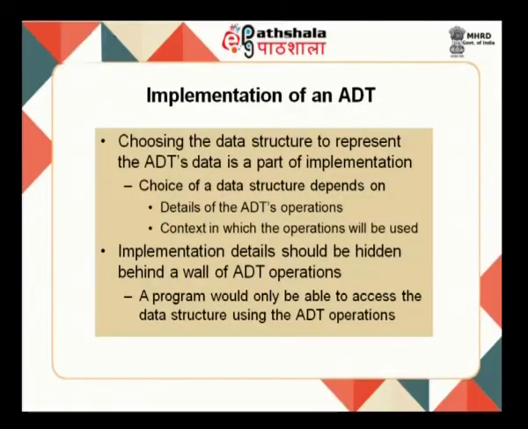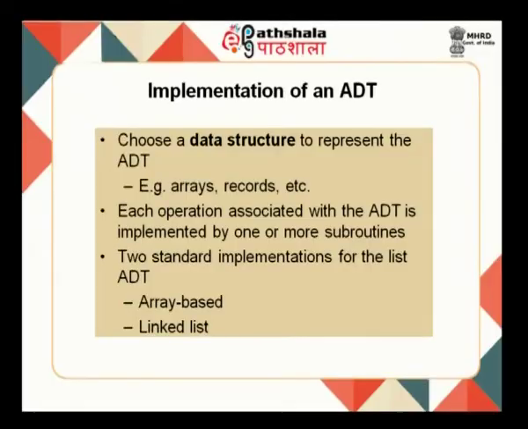Implementation details should be, as we already know and as has been stressed in the last two lectures, hidden behind a wall of ADT operations. A program would be able to access the data structure using only these particular ADT operations that have been specified for that ADT. Choosing a data structure to represent the ADT is an important aspect of the implementation. You can choose to represent it as arrays, records and so on. Each operation associated with an ADT is implemented by one or more subroutines, and of course, the two standard implementations for the list ADT are array based and linked list.